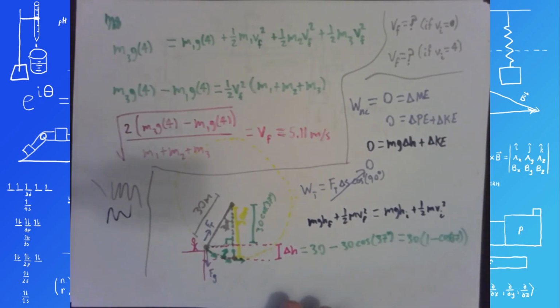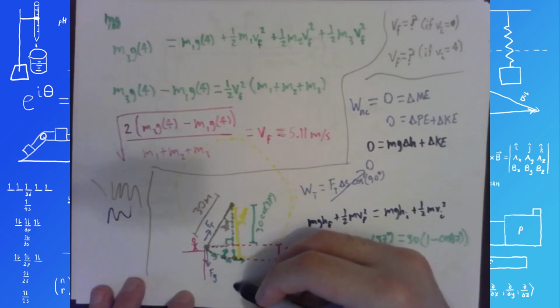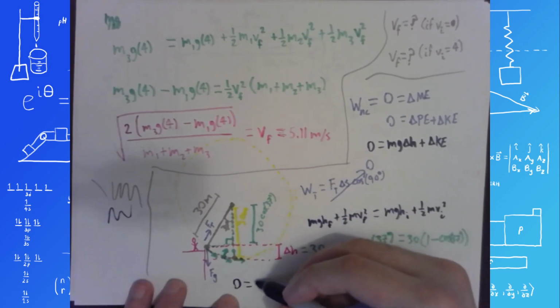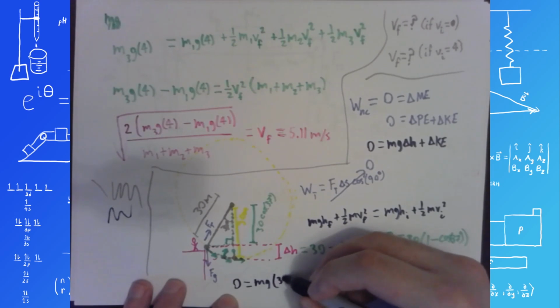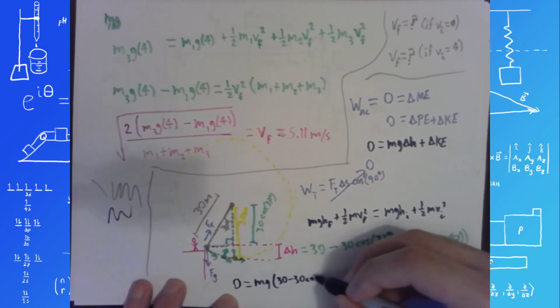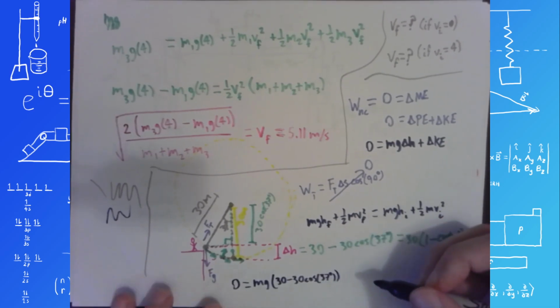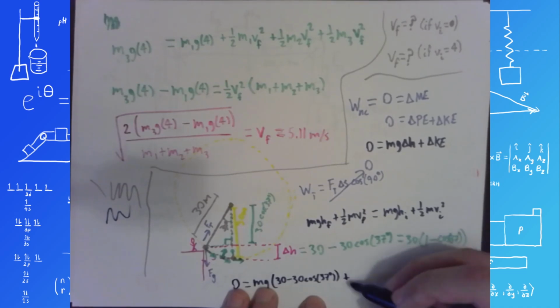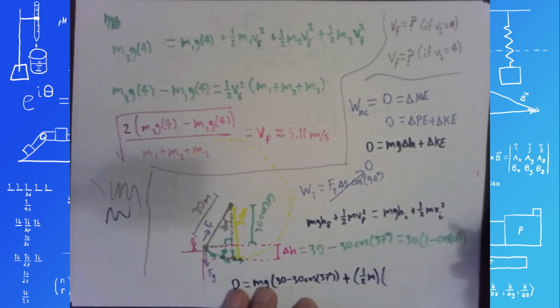Actually, no, why am I leaving it? I need to substitute it in, but I need more space. So let's copy this over to here. 0 equals mg times (30 minus 30 cosine 37) plus change in kinetic energy equals 1/2 m times (v final squared minus v initial squared).